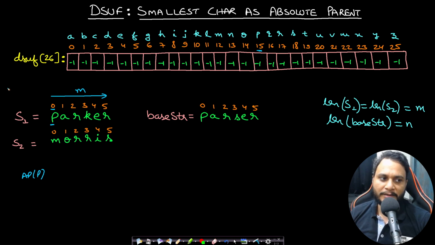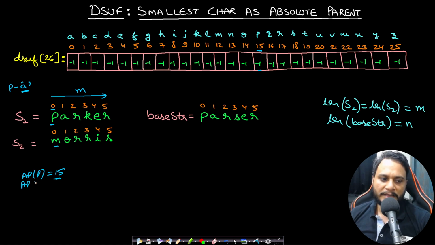You just subtract whatever character there is by A, isn't it? That is how you get 15. The value is -1. That means the absolute parent of P is P itself. Okay, it is P itself. So I am just replacing it with an index value.